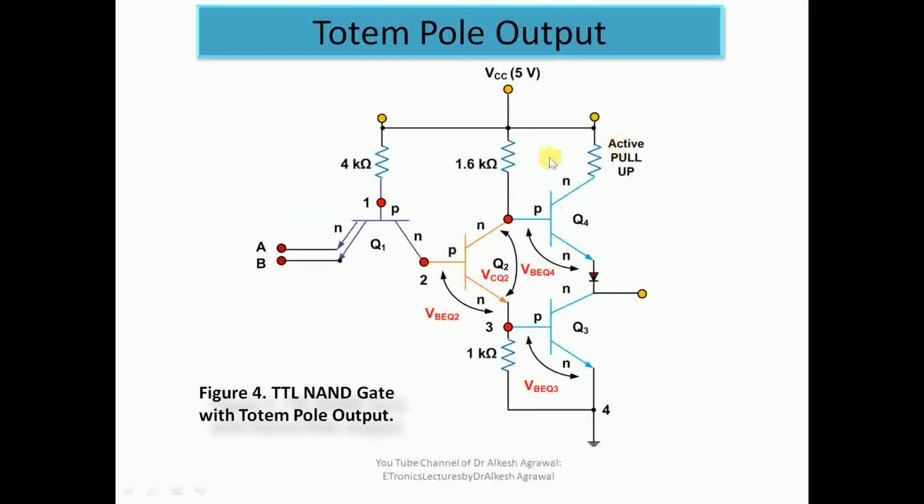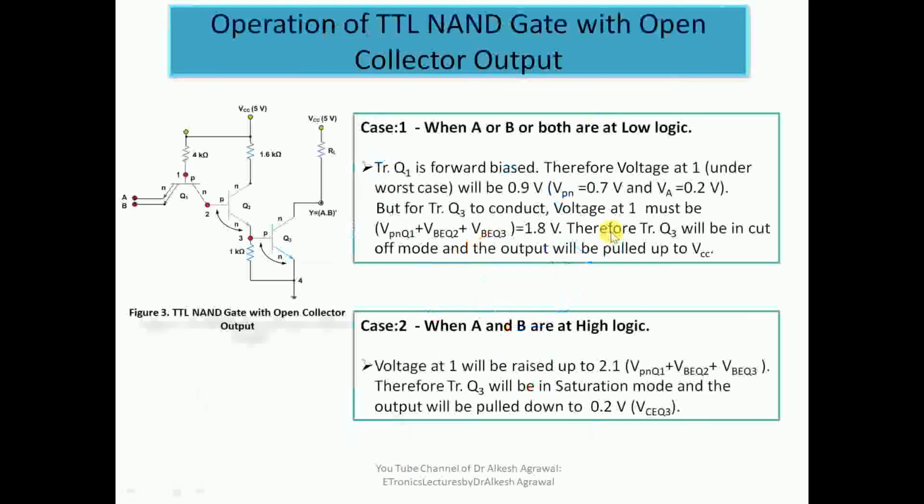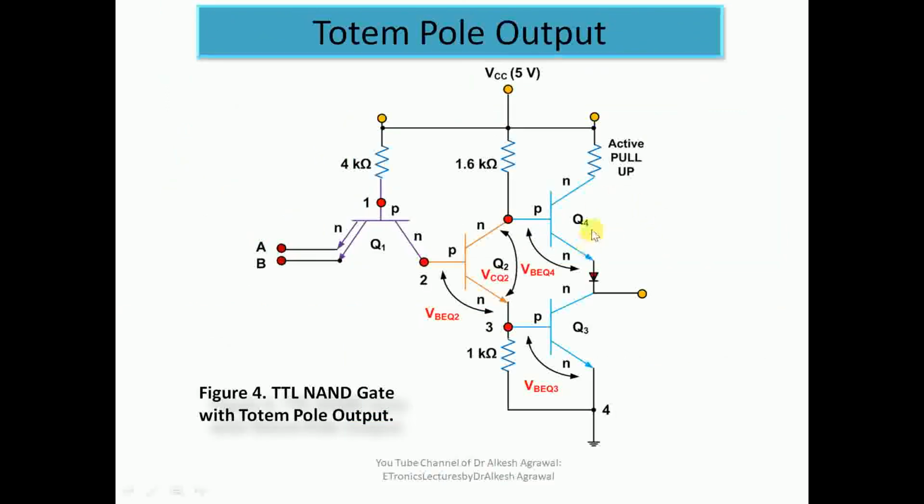Next is totem pole output. So what is the difference between the two? Here we have open collector output with three transistors. Here we have one more transistor Q4, and between Q4 and Q3 we have a diode. So output is taken from here. The resistor RL is being replaced by Q4 in combination with the diode. So this kind of configuration is called active pull-up, also known as totem pole output.